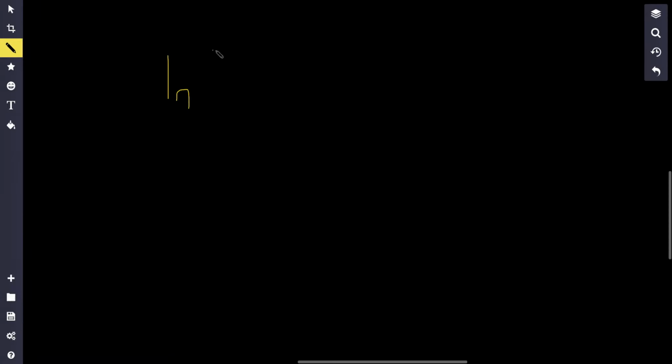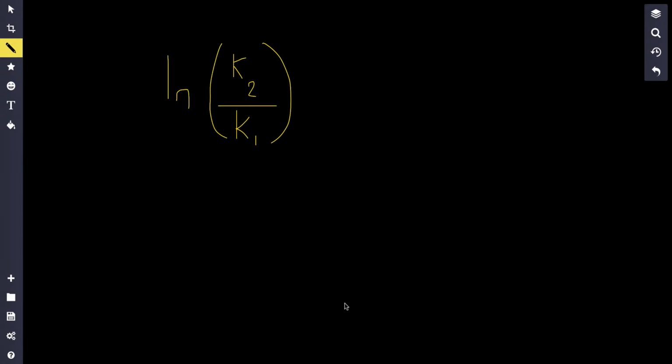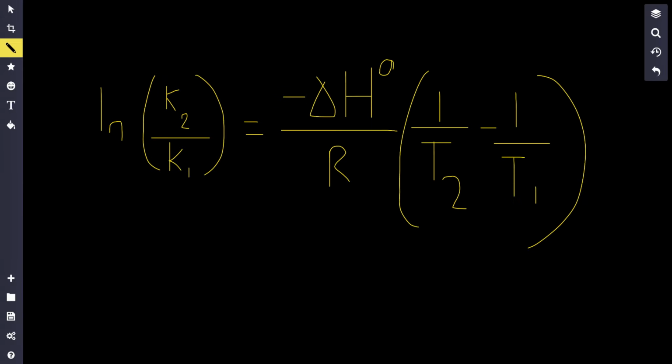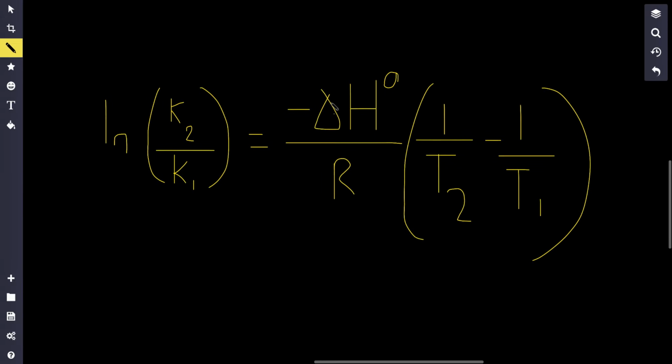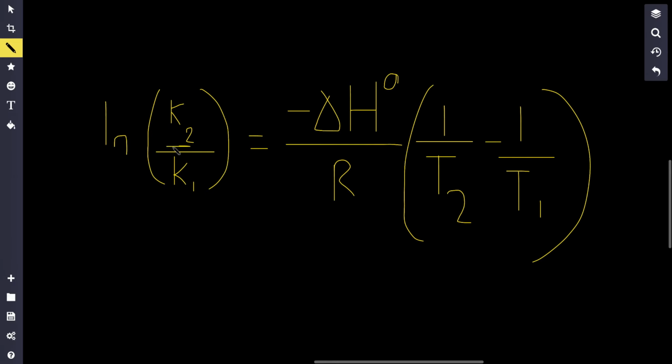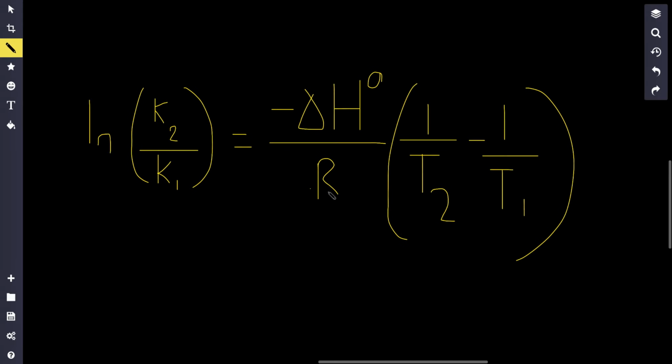The formula is ln K2 divided by K1, and this is going to be equal to negative. I'm just going to write this all out. All right, so this is the Van't Hoff equation. You have ln of the second equilibrium constant divided by the first equilibrium constant is equal to negative delta H naught divided by R. R is a constant. And then this is times 1 over T2 minus 1 over T1.